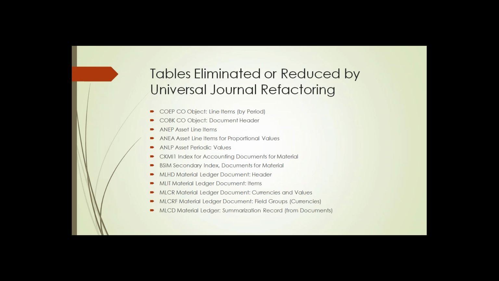Okay. Apart from these index and totals tables, this is the list of tables which have been removed from different submodules. From the controlling point of view, COEP and COBK have been removed. Similarly, from the asset side, ANEP, ANEA, ANLP. I'm not saying they are removed completely; some of the tables have been reduced. Reduced means the older data is stored in these tables while the most important data is directly stored in ACDOCA. And from the material ledger's point of view, the last 5 tables have been merged into ACDOCA now.